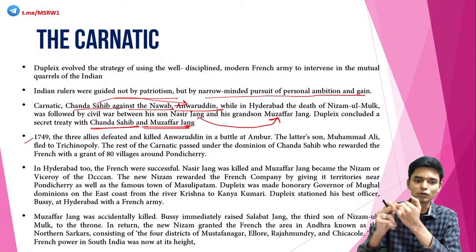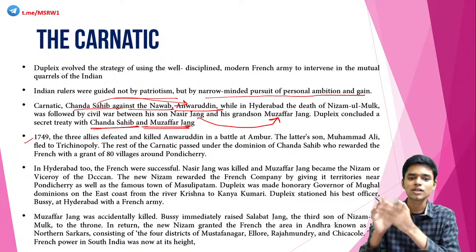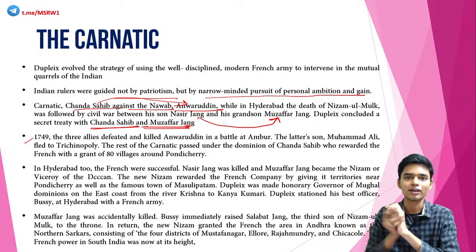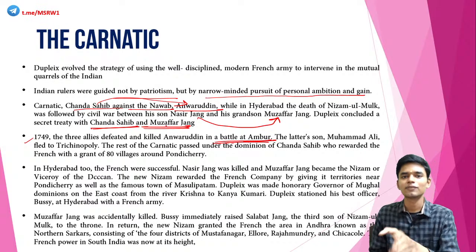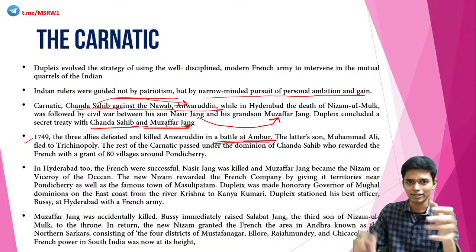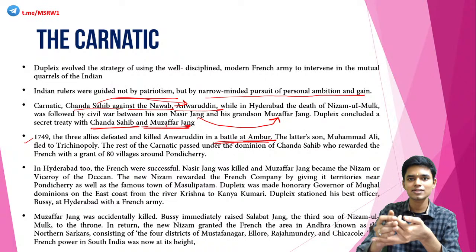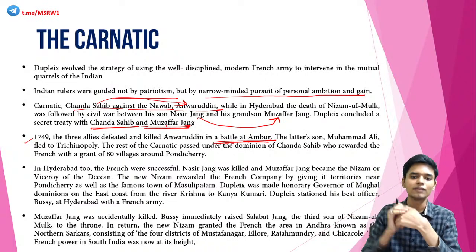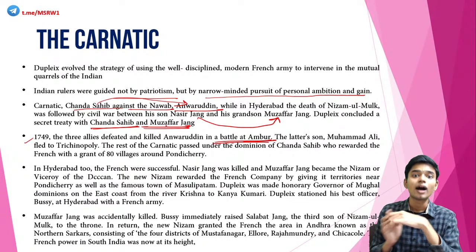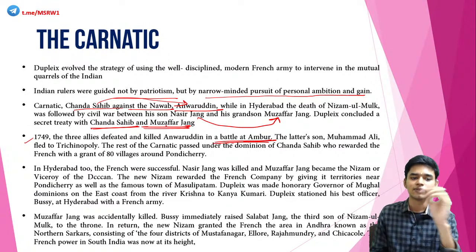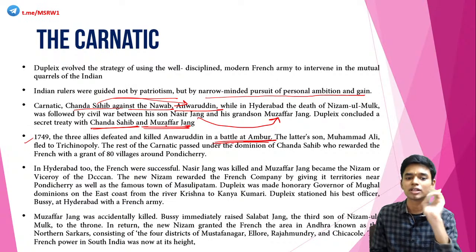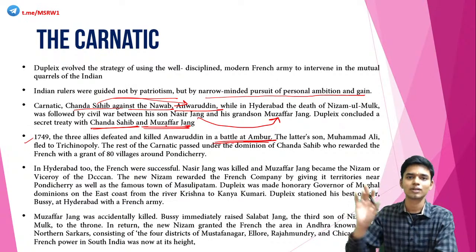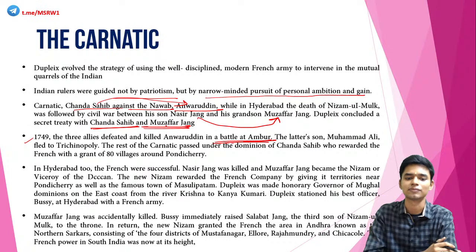So the French forces, Chanda Sahib and Muzaffar Jang together attacked Anwaruddin and killed him in the Battle of Ambur. In the Battle of Ambur, the coalition between the French forces, Chanda Sahib and Muzaffar Jang defeated Anwaruddin and killed him. Anwaruddin's son Muhammad Ali fled to Trichinopoli, and he kept himself safe there.